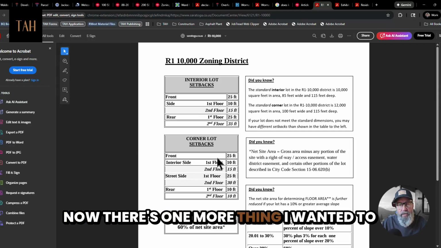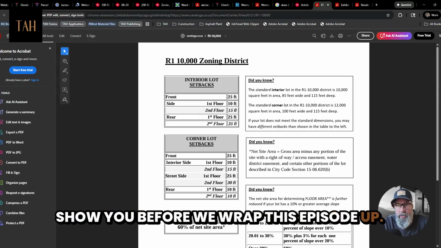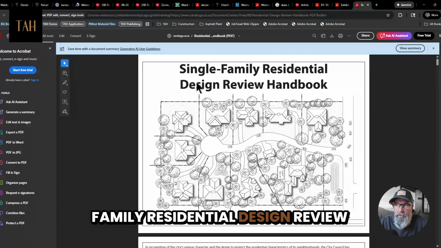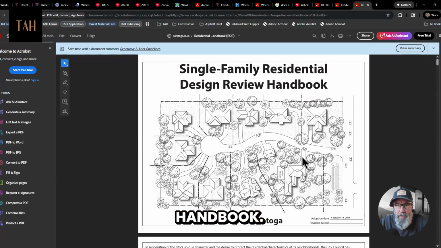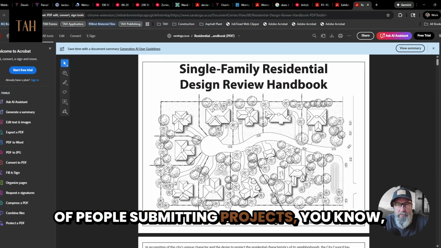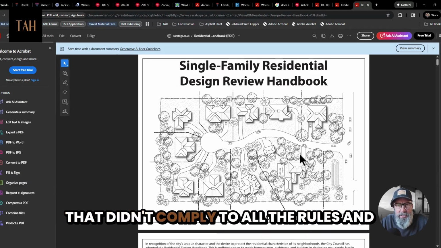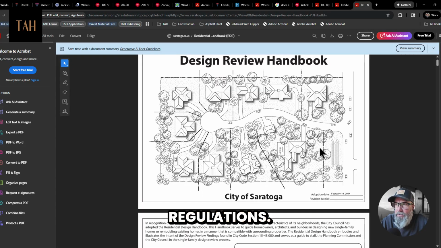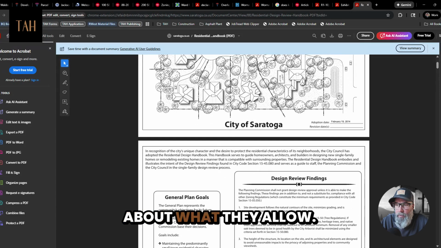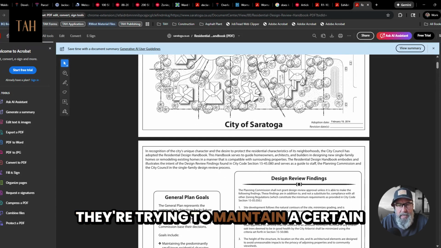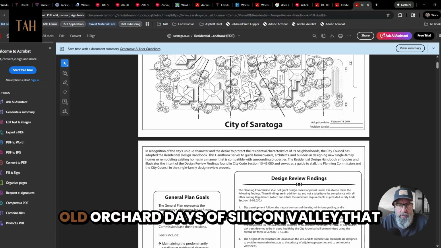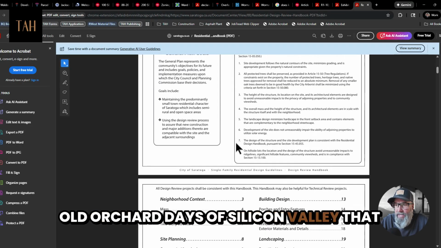Now, there's one more thing I wanted to show you before we wrap this episode up. The city of Saratoga calls it the Single Family Residential Design Review Handbook. This is a really nice thing they've done, probably because they got tired of people submitting projects that didn't comply with all the rules and regulations. The city of Saratoga is very particular about what they allow. They're trying to maintain a certain look and feel of their community dating back to the old orchard days of Silicon Valley that I grew up in.